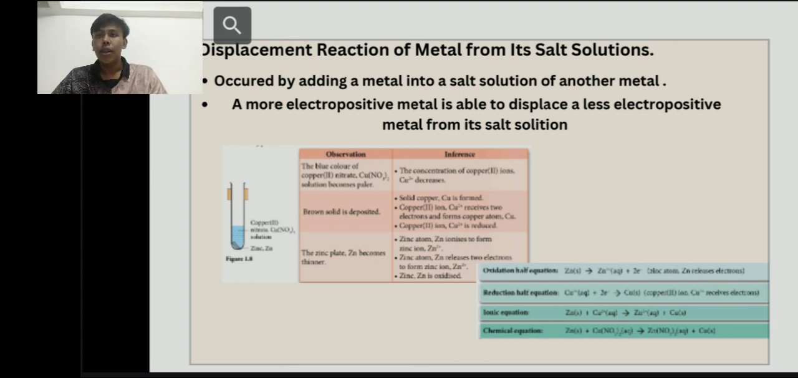Copper ion receives 2 electrons to create copper atoms. Copper ion is being reduced. In the case of zinc, atoms ionize to create zinc ion. Zinc is actually being oxidized because it loses electrons to create zinc ion. You can see the chemical equation down here.